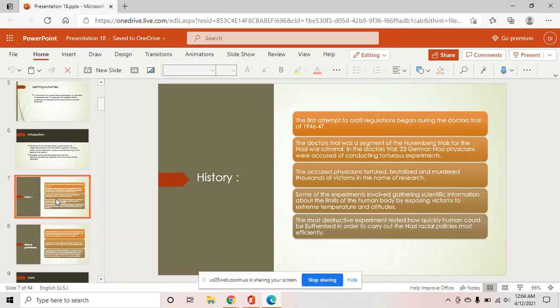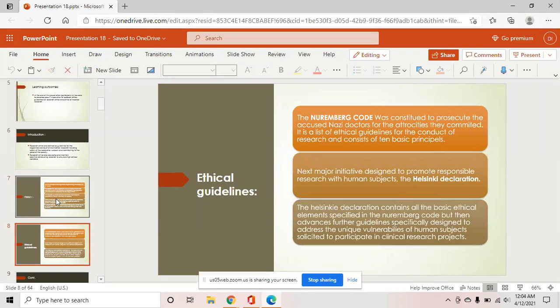Some of the experiments involved gathering scientific information about the limits of the human body by exposing victims to extreme temperatures and altitudes. The most destructive experiment tested how quickly humans could be euthanized in order to carry out the Nazi racial policies most efficiently.